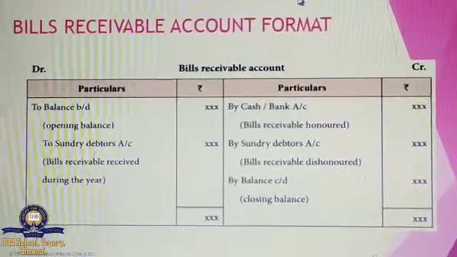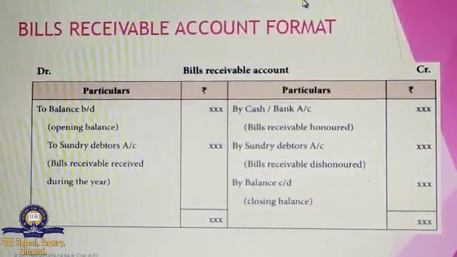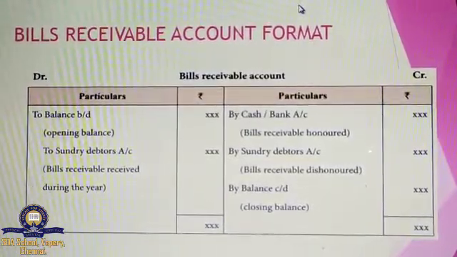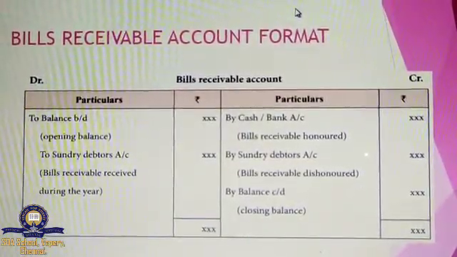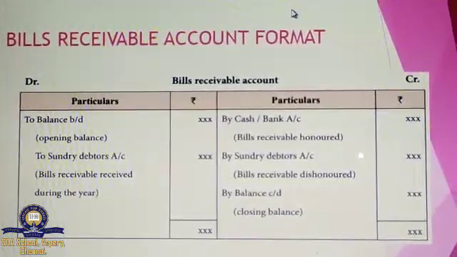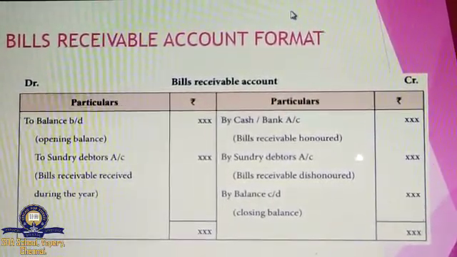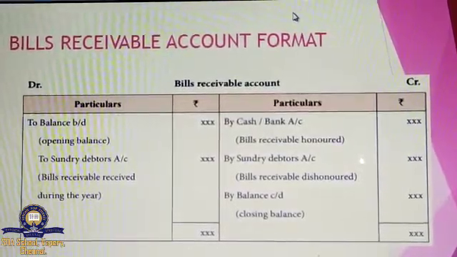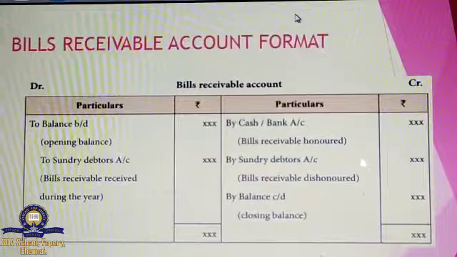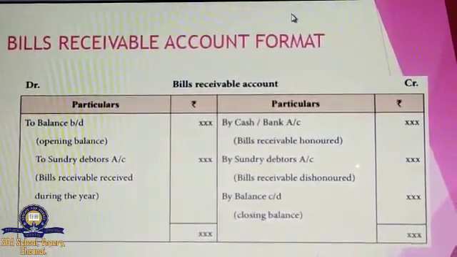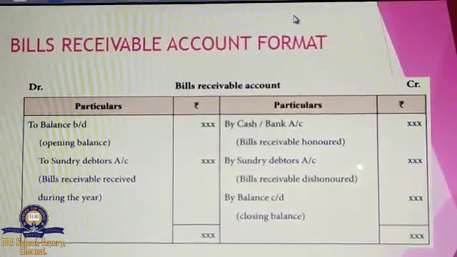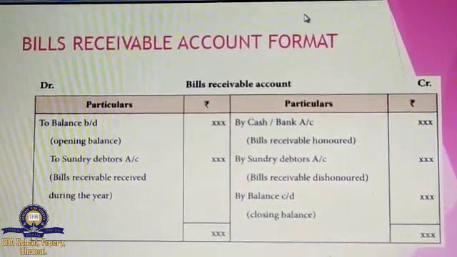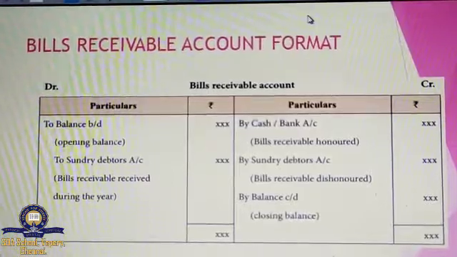Next we are going to see the bills receivable account format. Okay, so bills receivable account is the total bills receivable, how much they are going to receive. Bills receivable is an asset, so the opening balance should come under the debit side, so to balance brought down. Naturally the closing balance will come under the credit side, so by balance carried down, closing balance.